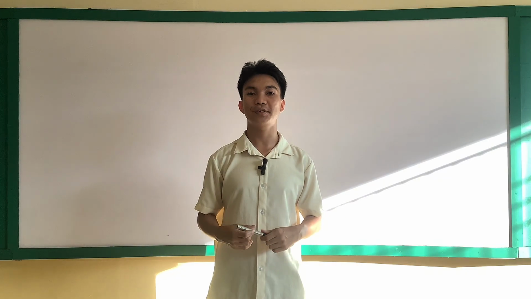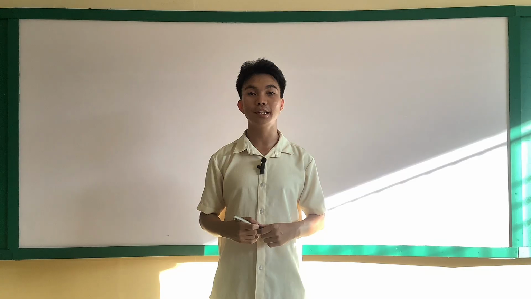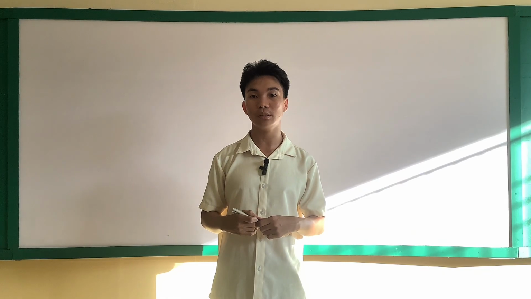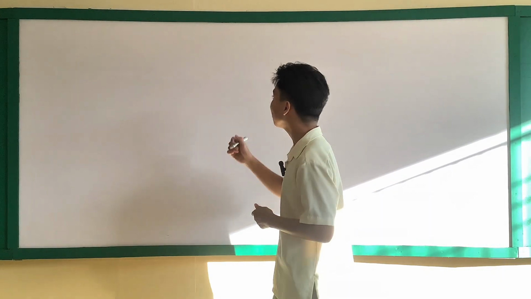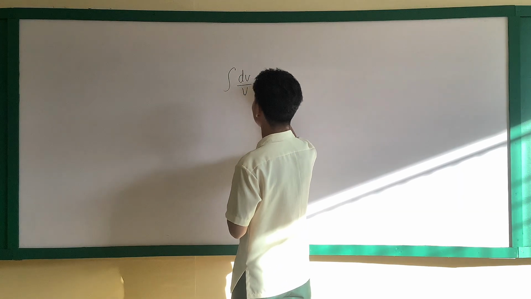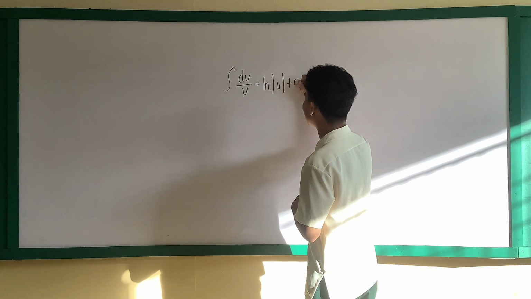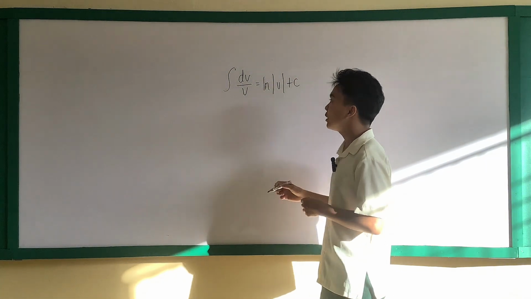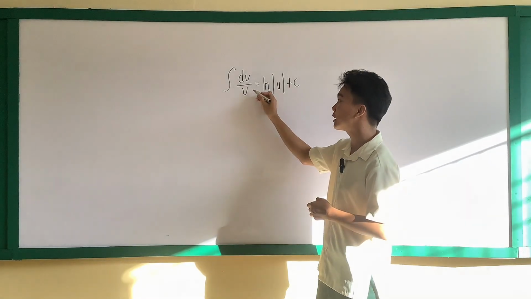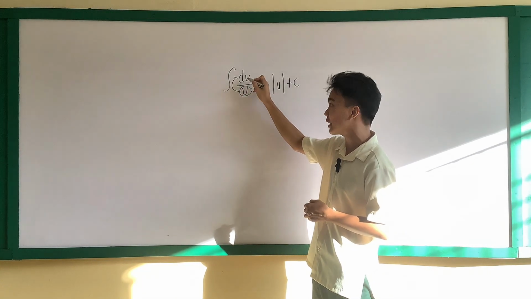Now we'll be tackling first logarithmic integration. Logarithmic integration typically involves integrals that lead to the natural logarithmic function. The general form is the integral of du over u is equal to ln, the absolute value of u, plus c. We use this when we see a function inside the denominator and its derivative is present in the numerator.